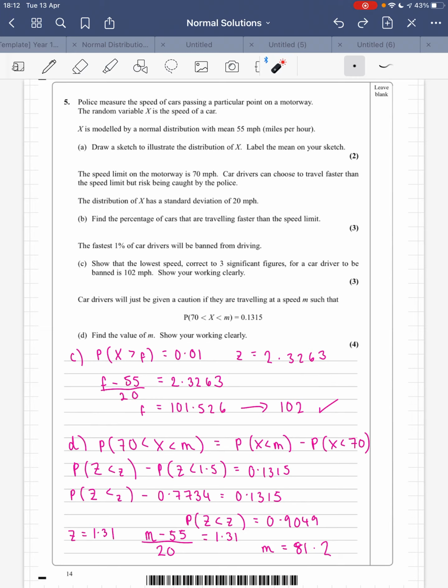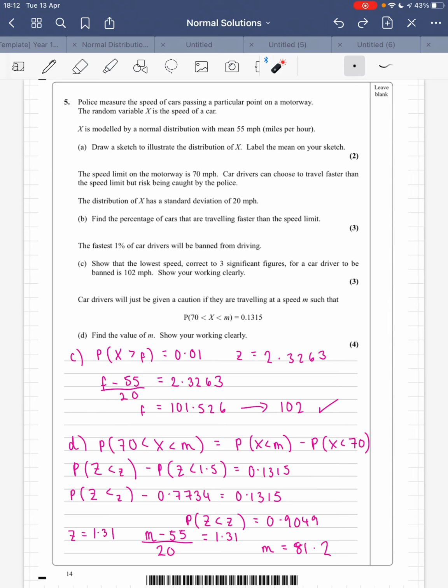So I do F minus 55 over 20, so that's F minus the mean over the standard deviation, is equal to 2.3263. Rearrange it, solve it, find that F is 101.526, which to 3 significant figures is 102, which is what they asked for. So I ticked it because I got it right.